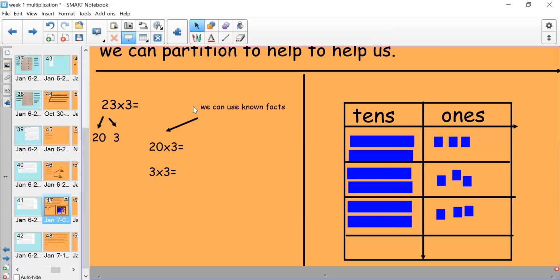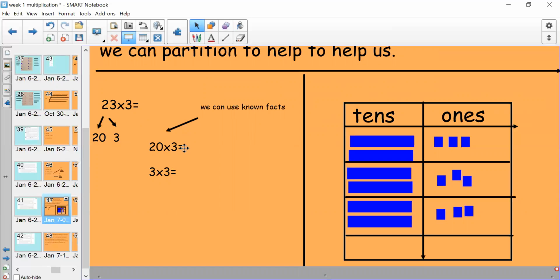So how are we going to do that today? I know there are lots of different ways we can do it, but today we're going to specifically focus on partitioning the numbers and then multiplying them. So 23 would be the number that we're going to partition into 20 and 3. And then we can multiply those 2 numbers separately by 3.